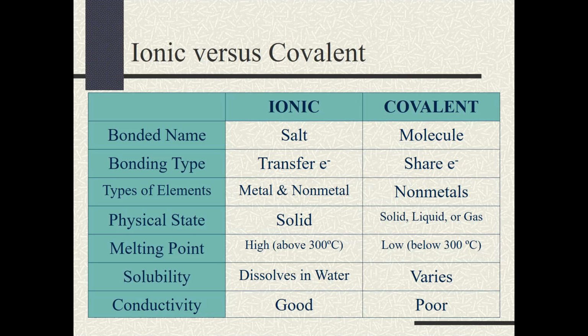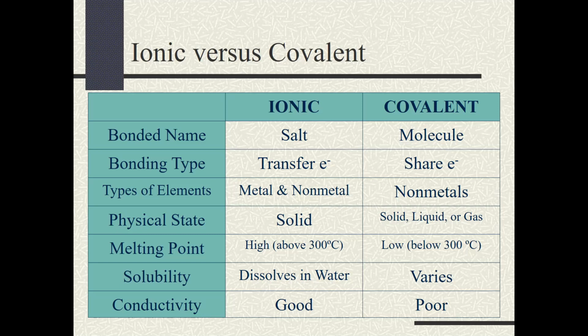Ionic bonds are stronger. That means they have a higher melting point. It takes more energy to break them down. So usually above 300 degrees Celsius. Remember, water boils at 100 degrees Celsius. That's about 3 times the boiling point of water. And then covalent bonds have a lower melting point, not boiling point, melting point, below 300 degrees Celsius.